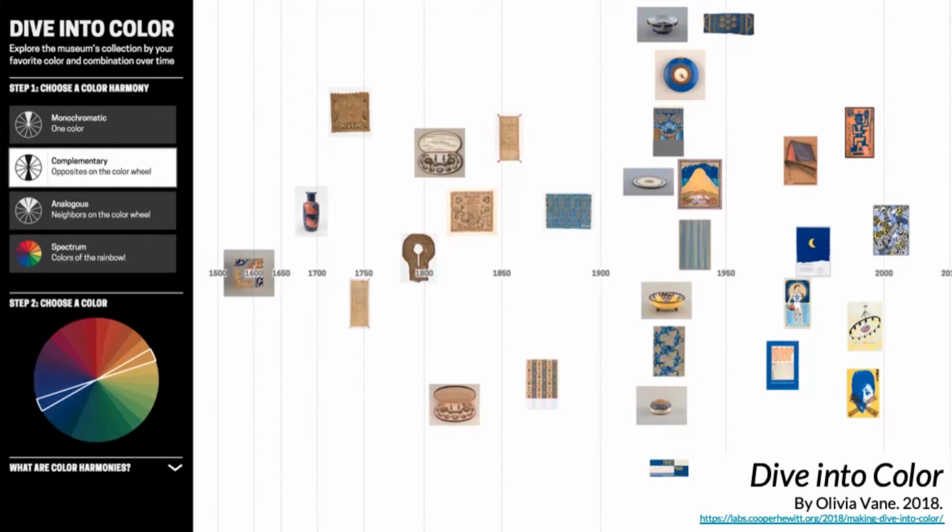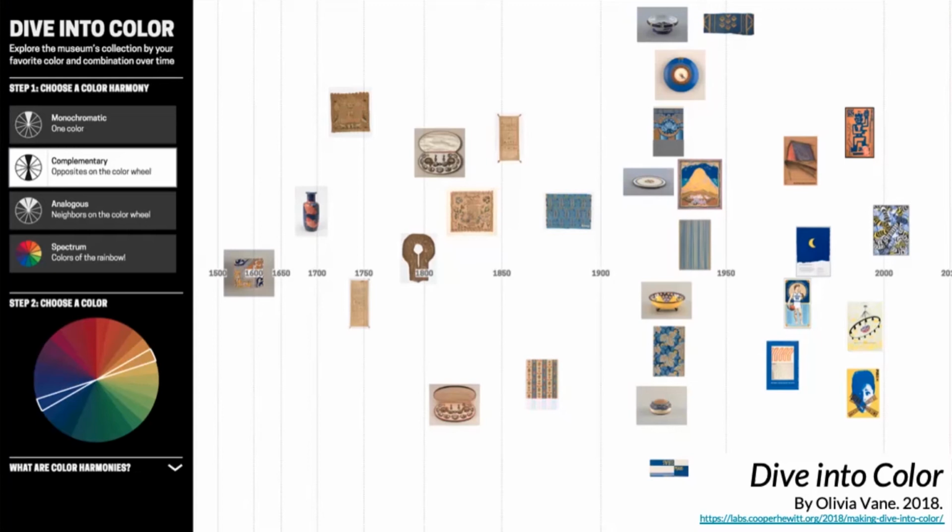But in this example here, I'm visualizing complementary color harmony, which is opposites on the color wheel. And color harmonies are combinations of colors which are said to look particularly pleasing to the eye. And so we're interested in how these harmonies have been used by different creators and designers through time. And this interface was created to complement an exhibition all about color theory at the museum. So this is visualizing the blue-yellow color harmony.